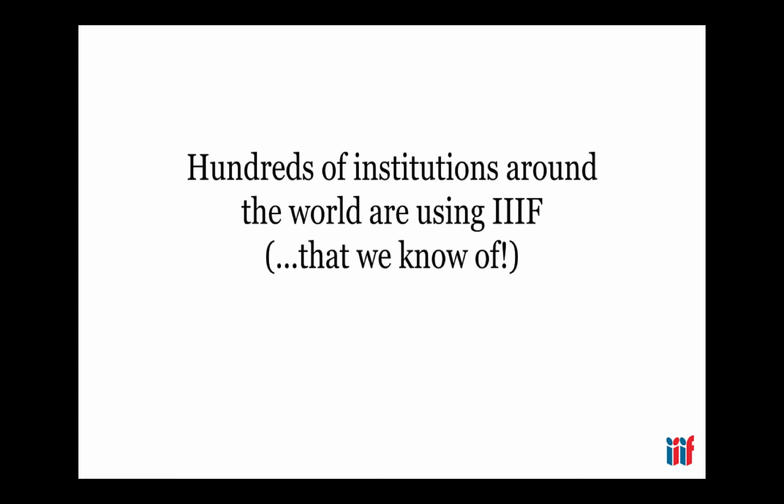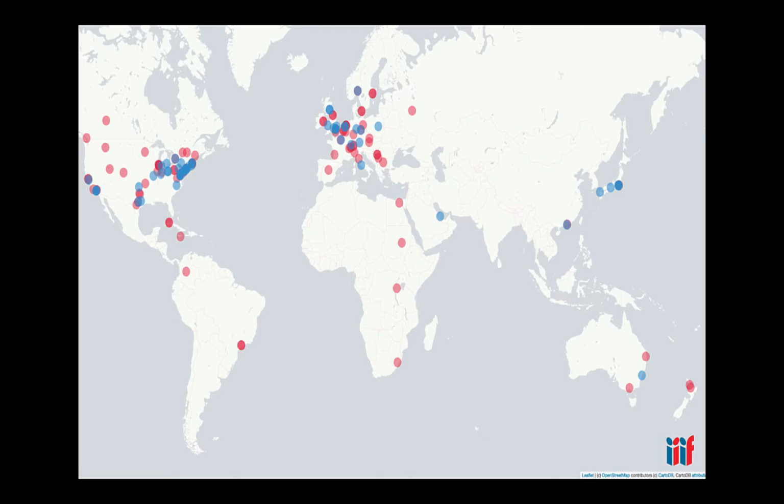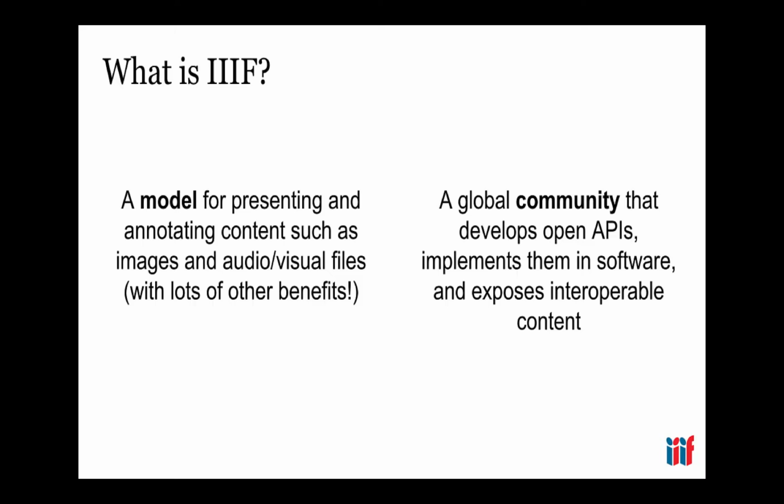So IIIF is implemented globally by over 120 institutions. These are, of course, just the ones that we know about. As an open source framework of APIs, anyone can adopt IIIF. And here's a map showing implementations globally. The blue dots are IIIF Consortium members who financially support the community, and the red dots are other institutions who have implemented IIIF. The IIIF community has grown considerably over the last few years, and the number of attendees joining us at this conference this week, nearly 1,800, is really a testament to its growth.